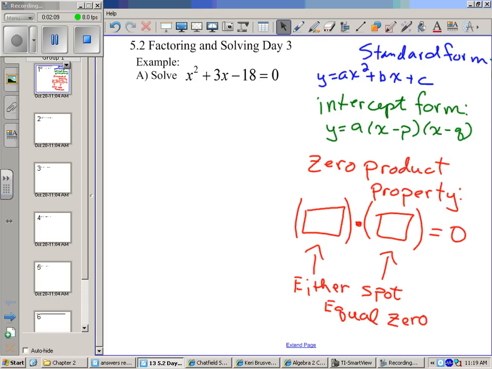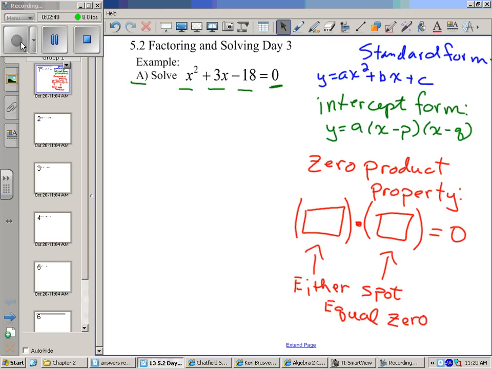So, first of all, letter A. Letter A is in standard form like we talked about, y equals ax squared plus bx plus c. What I want to do is factor this into intercept form. So the first thing I have to ask, is there something I can factor out of x squared plus 3x minus 18? Notice for this to work, as for the zero product property, it has to equal 0. There is nothing I can factor out. It does equal 0. So at this point, I just want to factor it.